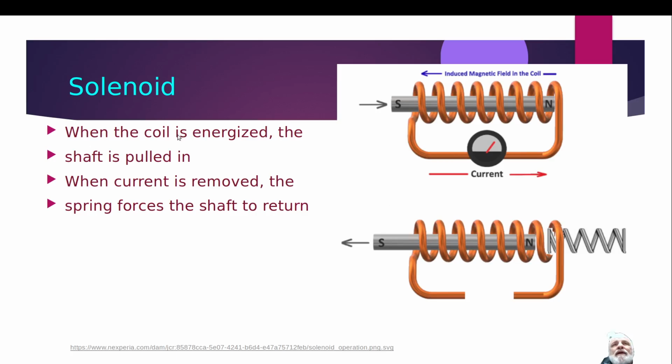Now, a solenoid is an actuator that basically just moves a bar or a metal shaft. And so the idea is, it's a coil, and when you energize that coil, it draws in the metal bar. And then when you break the circuit of the coil and it de-energizes, there's a spring over here which will push the bar back out.